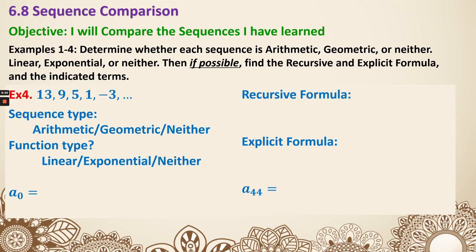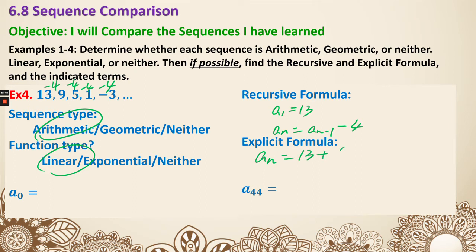Next, example 4. This time it's subtracting by 4 all the way. So arithmetic and linear. A sub 1 is 13. A sub n equals a sub n minus 1 minus 4. Explicit formula, a sub n is 13 plus n minus 1 times our d, in this case negative 4. So distribute: 13 minus 4n, that negative 1 times negative 4 is going to be a positive 4. So a sub n equals negative 4n plus 17.